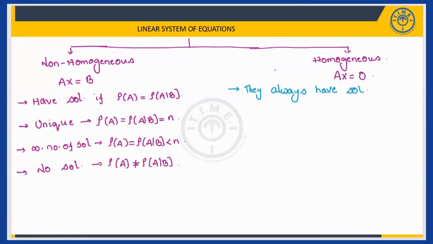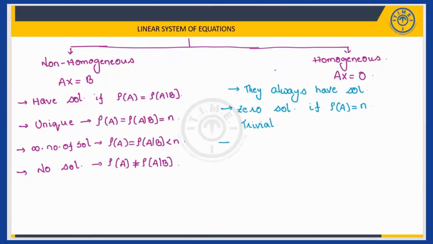And they will be having zero solution. They have zero solution if rank of A is exactly equal to the number of unknowns. And this zero solution is also called the trivial solution.